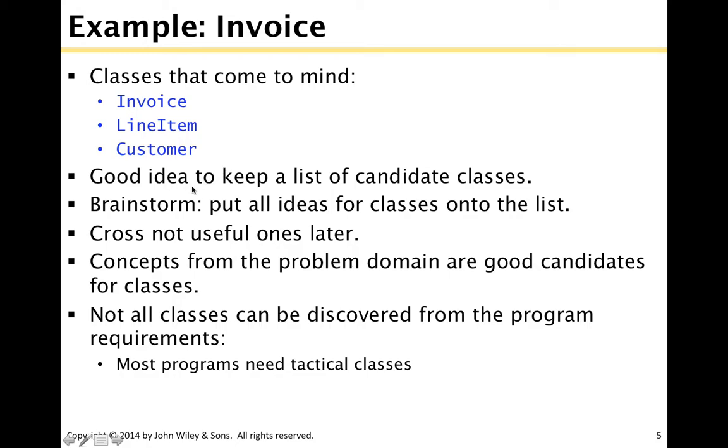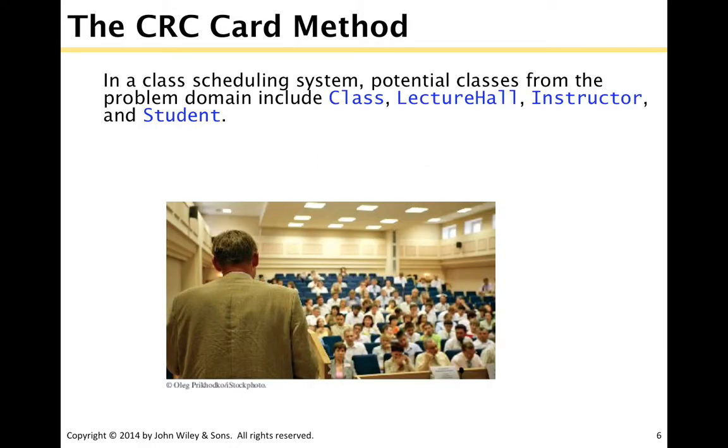So it is generally a good idea to keep a list of all candidate classes, but after going through brainstorming, not all candidates will become actual class specifications. So we will do some kind of that process later. We have a CRC card method to find the responsibility of the classes.